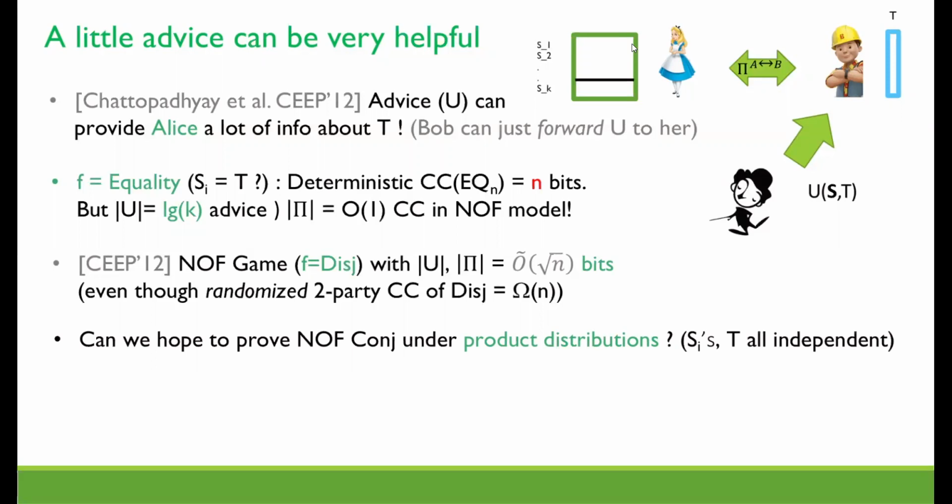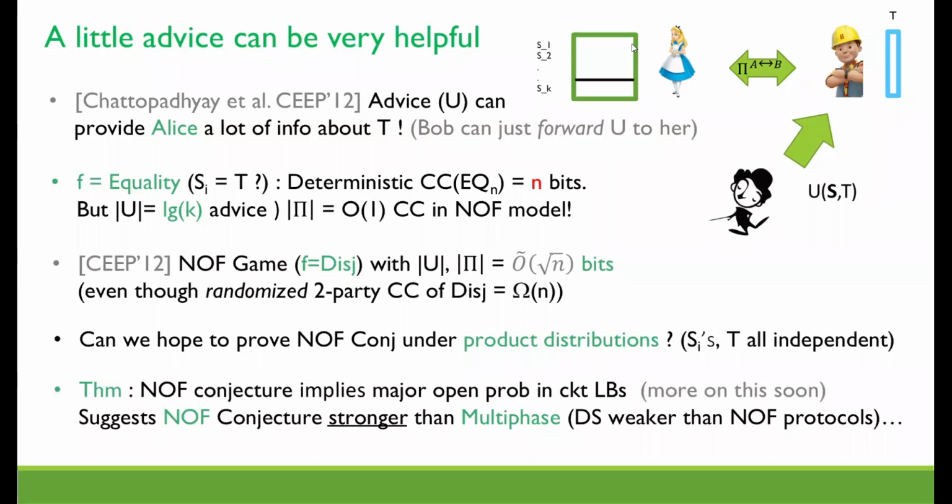Therefore, the hope was: can we prove the number-on-forehead conjecture under a product distribution? That is, when Si and T are all independent. Nevertheless, we show that this direction might not be the best one, as the number-on-forehead conjecture implies a major open problem in circuit lower bounds, which we elaborate on further later. This also suggests that the number-on-forehead conjecture is probably stronger than is necessary to prove the multiphase conjecture.